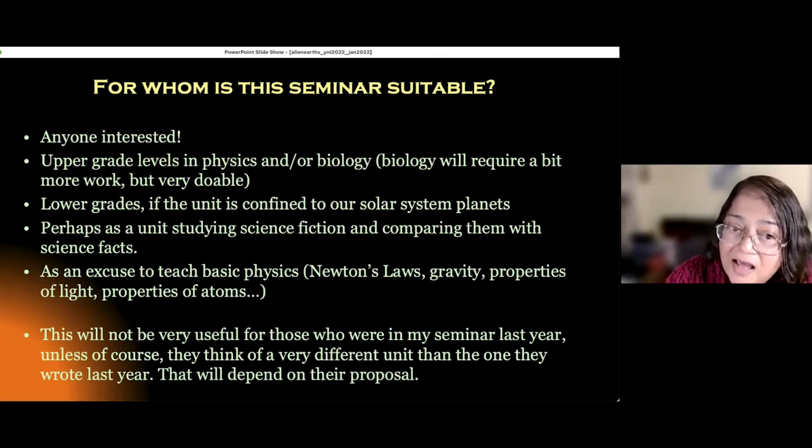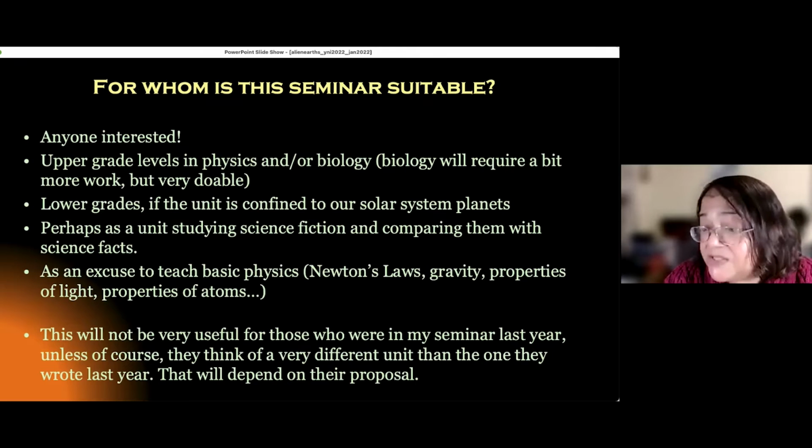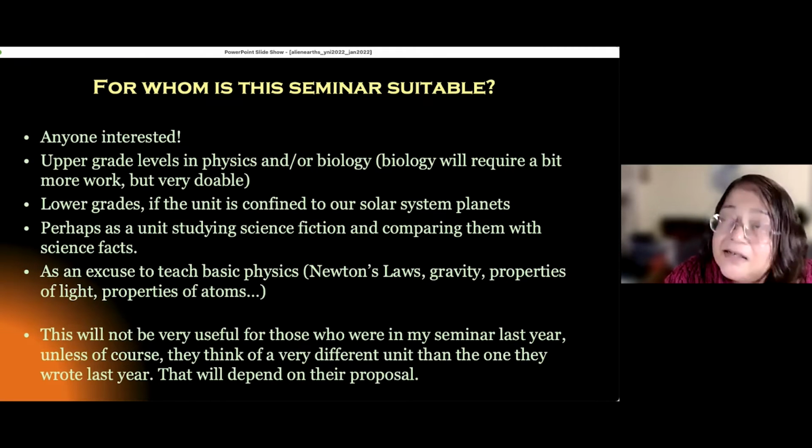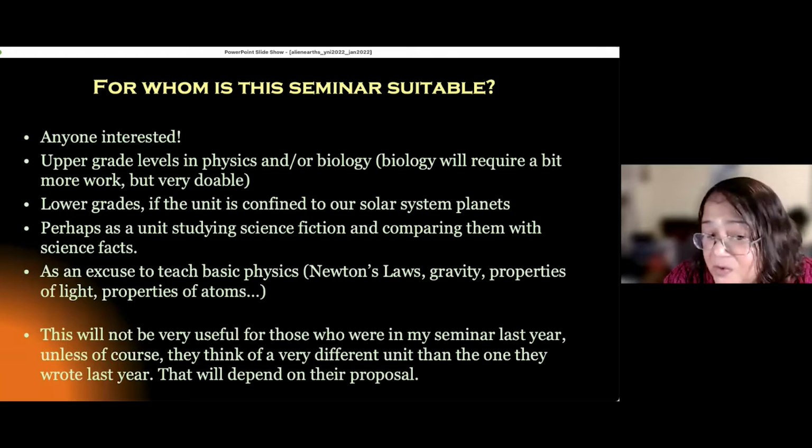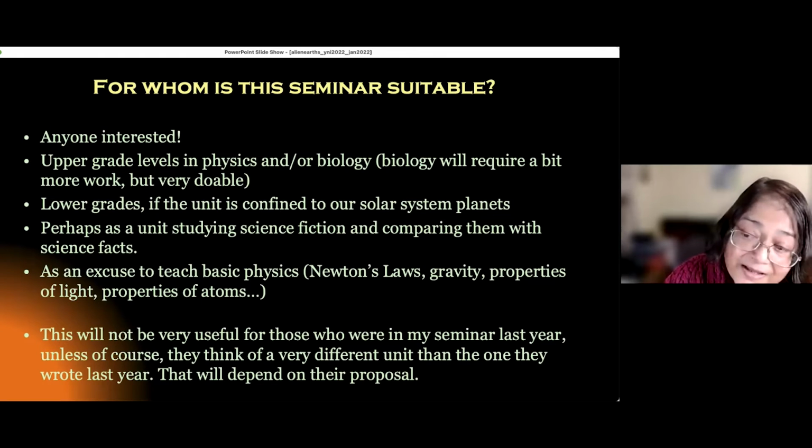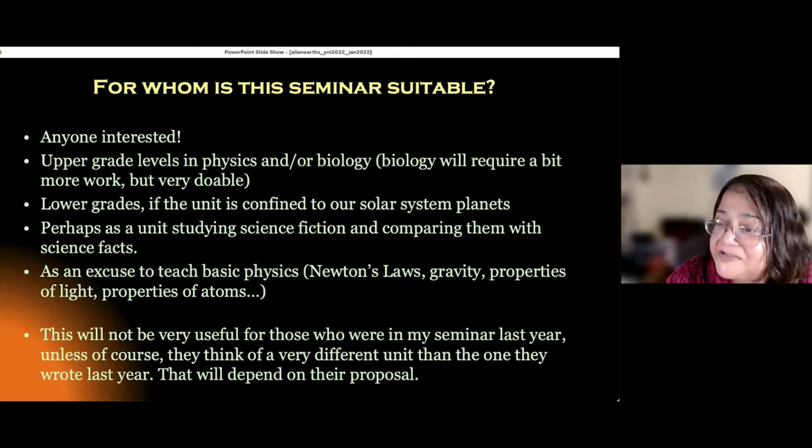If you're looking at the lower grades, the lowest grades, I mean, if you're talking about solar system planets, then certainly. And you could, of course, not be a science teacher at all and teach a language, in which case we could talk about science fiction, comparing them with science facts when it comes to aliens and alien lives. And what we often do in our department is use astronomy as an excuse to teach physics and mathematics.